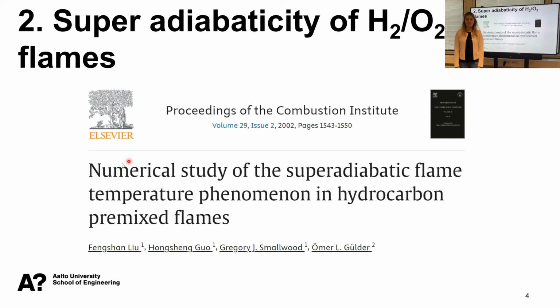This paper of Leo and Gilder is the basis of my research, since they show that hydrogen-oxygen flames do not show superadiabaticity. The difference between their results and mine is that the NOx chemistry is not included. And we have found that only when including NOx chemistry can the phenomenon be observed.